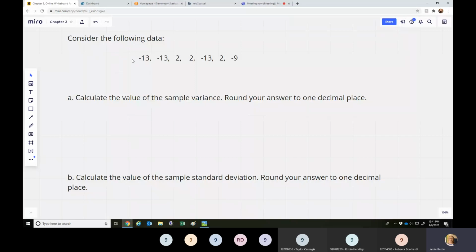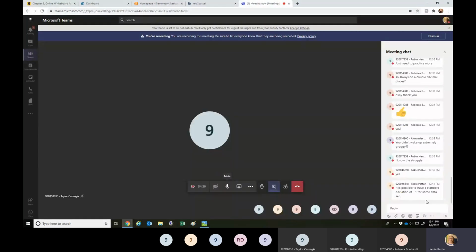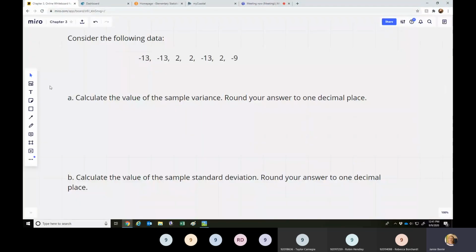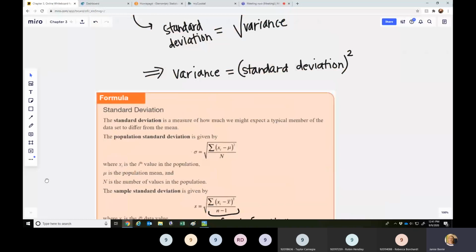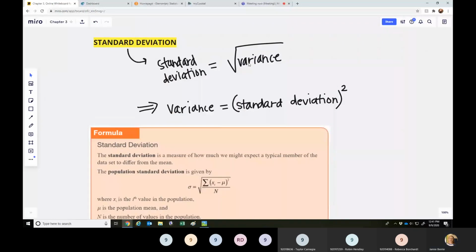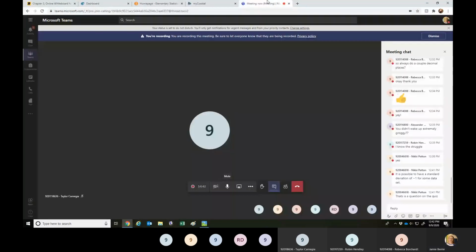All right, so let's look at this data set. It's -13, -13, 2, 2, -13, 2, and -9. Is it possible to have a standard deviation of -1 for some data set? No, you cannot have a standard deviation of -1. The reason is that when you take the square root of something, we're always going to do the positive square root. So that's why the standard deviation has to be positive.